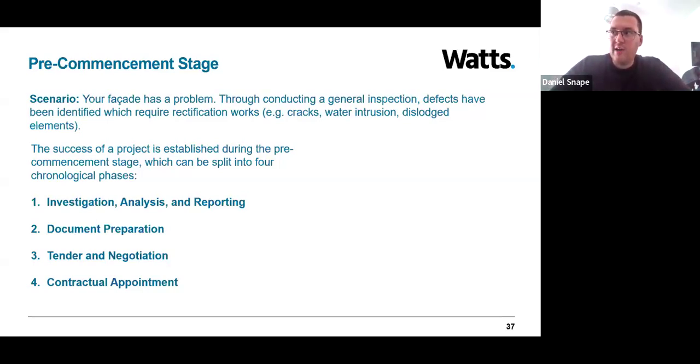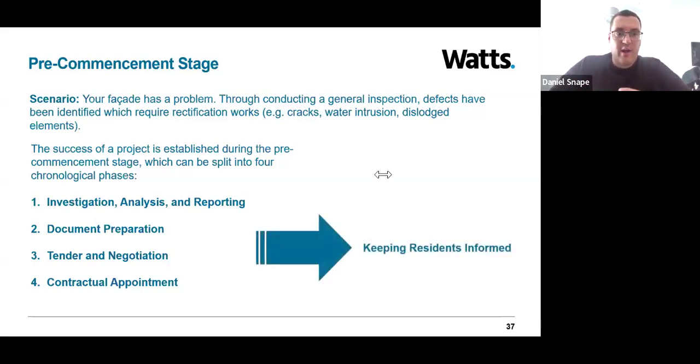I always recommend to clients as well that you have a hierarchy of documents referenced in the contract documents. So this basically ensures that both parties are aware of which document takes priority over others, as there can often be clashes between the employer's requirements and the contractor's proposals, for example.